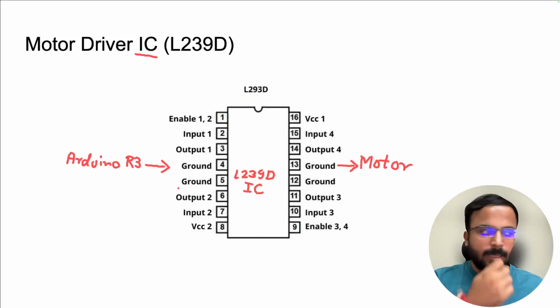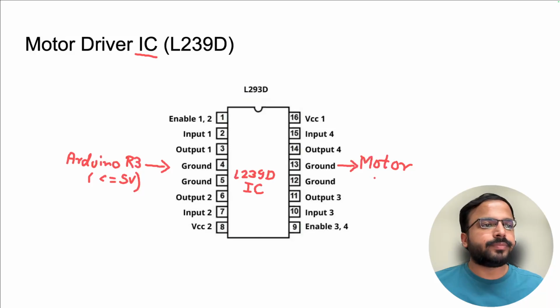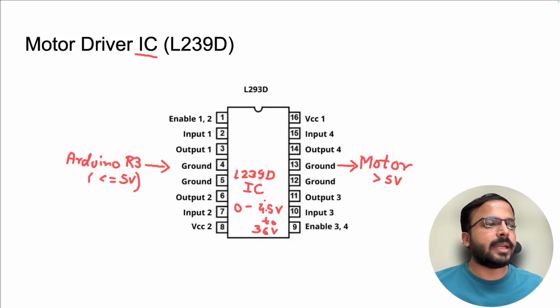In general you will need this. Why do we need it? Because in general the Arduino works in a range of 5 volts, and the motor may require greater than 5 volts. This IC has an output supply that can go from 4.5 volts to 36 volts. This much supply it can provide to the output which is connected to this IC. That is why we need this L293D IC. This is its use.